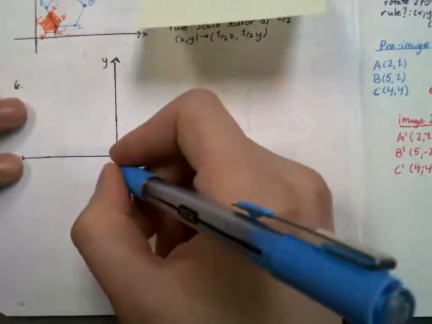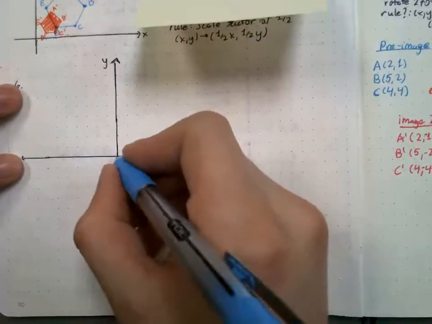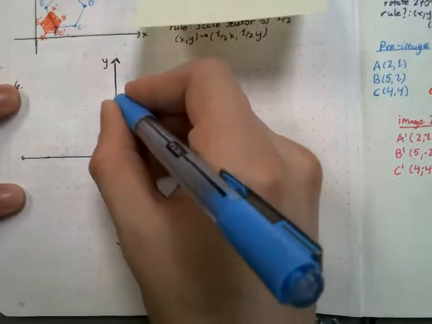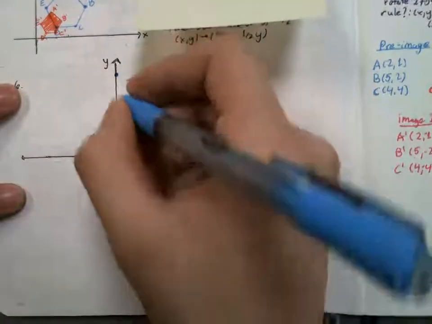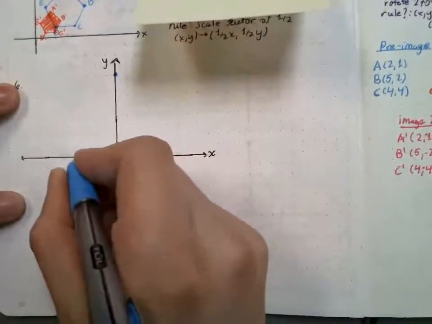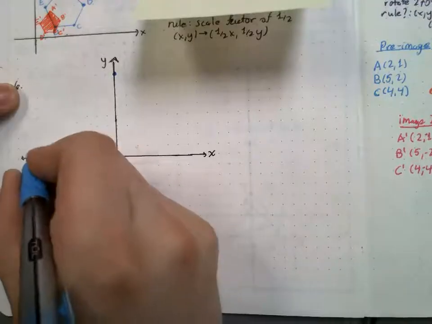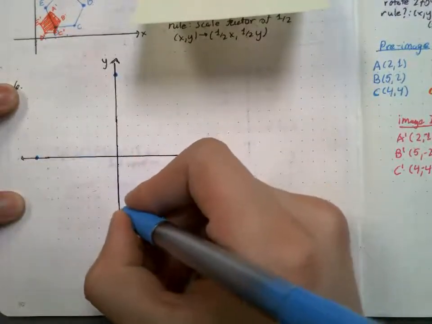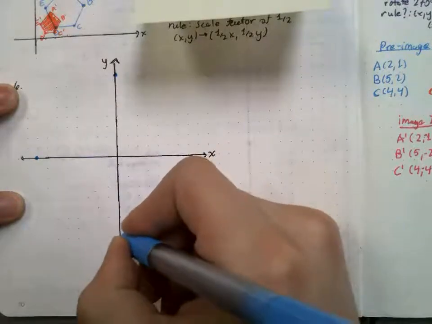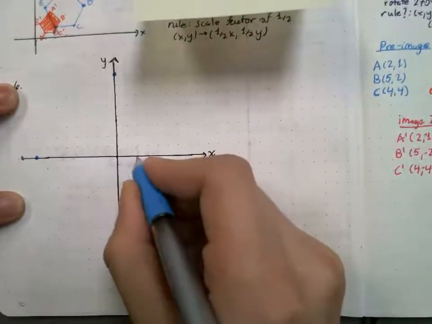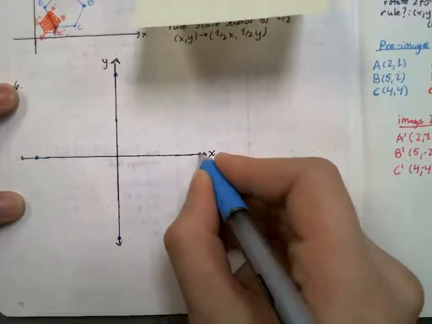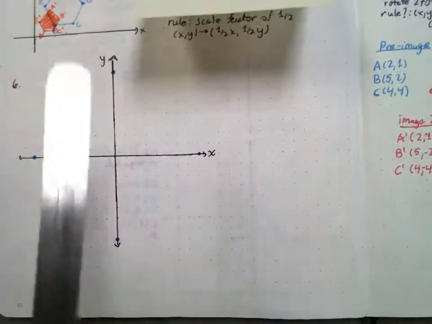So we're going to talk about a scale factor, and we're going to look at a square here that I'm going to make as a diamond. 1, 2, 3, 4, 5, 6, 7, 8. 1, 2, 3, 4, 5, 6, 7, 8. And then 1, 2, 3, 4, 5, 6, 7, 8. Okay, so here's a big old diamond, right?